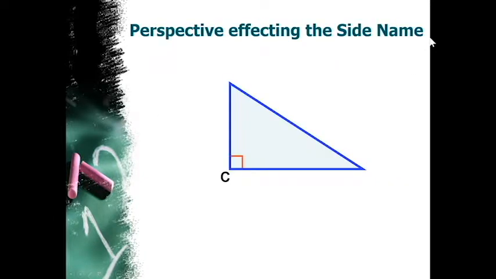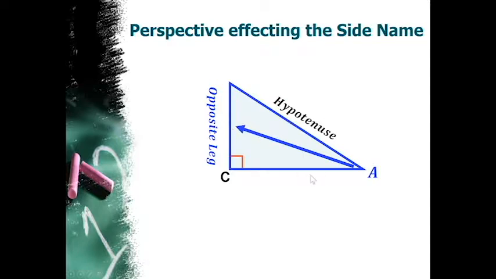This slide shows a great representation of how the perspective of the acute angle affects the side names. We have here marked on this right triangle angle C, which is the right angle. No matter which of the two acute angles we're working from, the side across from angle C is going to be the hypotenuse here. Now, if we start looking at angle A, one of our acute angles, the side that's directly across from angle A is what we will call our opposite leg, and the leg next to angle A is what we would call our adjacent leg.